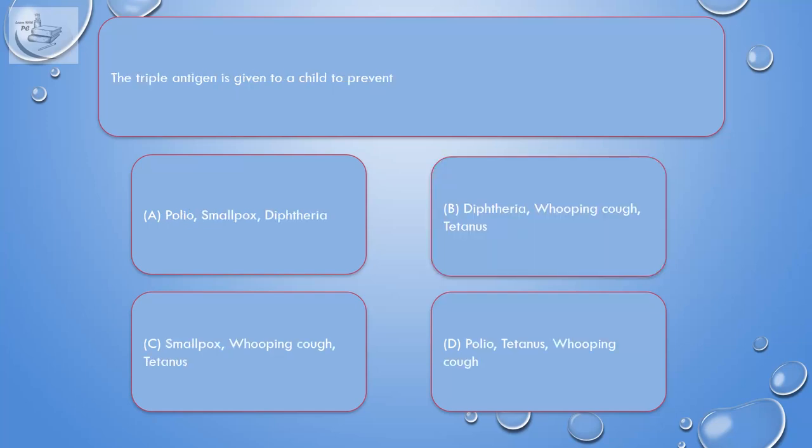Question: The triple antigen is given to a child to prevent A. Polio, smallpox, diphtheria. B. Diphtheria, whooping cough, tetanus. C. Smallpox, whooping cough, tetanus. D. Polio, tetanus, whooping cough. Correct answer is B. Diphtheria, whooping cough, tetanus.